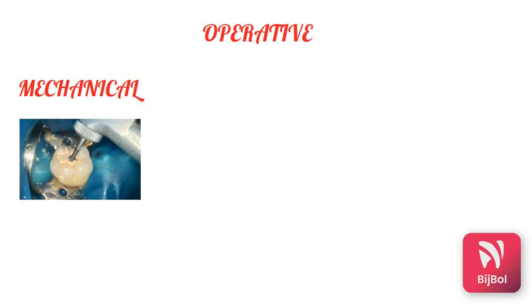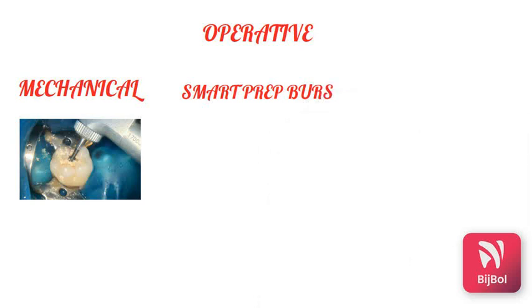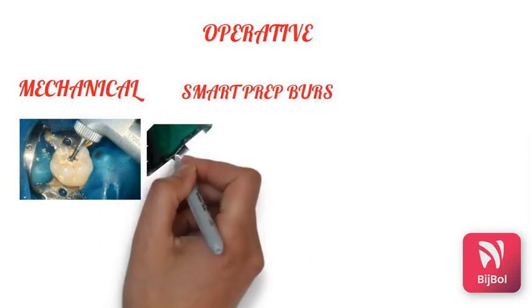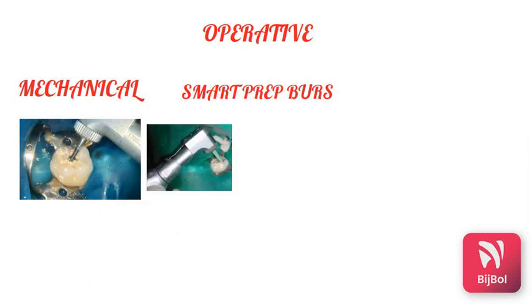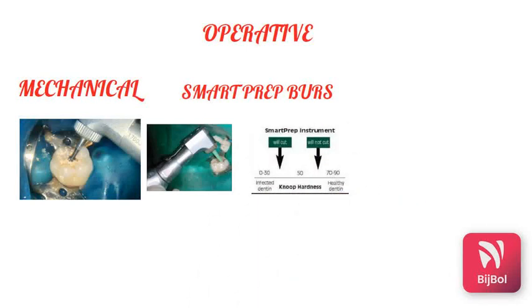Now we'll see the recent advance known as the smart prep burrs, which are made up of polymers, which have an innovative fluid design but work under the slow speed handpiece of 500 to 800 rpm. If you observe, the hardness of this polymer bur is greater than the carious dentin but lesser than the normal enamel or dentin. So it effectively removes the infected dentin without disturbing the affected dentin.